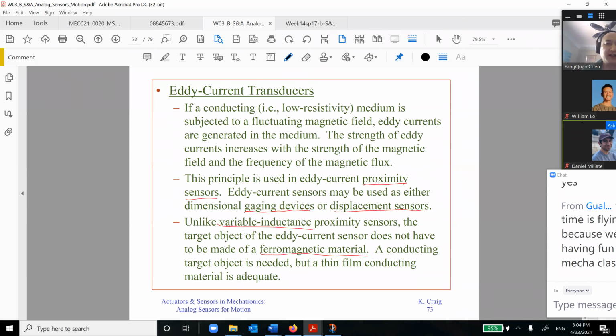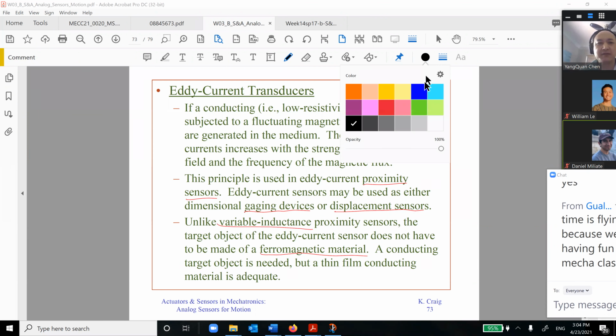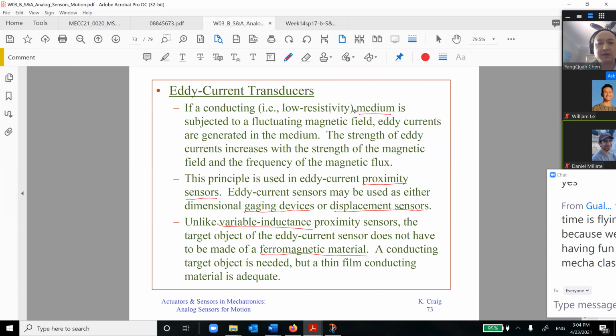Another type is called the eddy current transducer. If you have a conducting medium and a fluctuating magnetic field, you will be able to generate eddy current in the medium. The strength of the eddy current increases with the strength of the magnetic field and also the frequency.